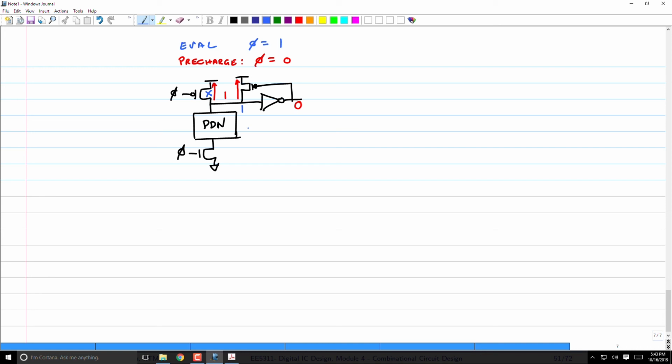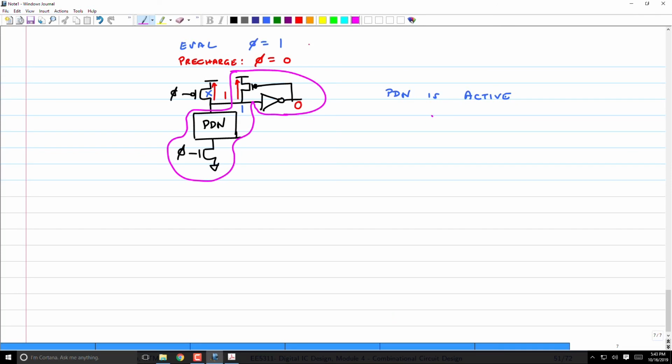So now technically I can slow down my clock however much I want, because it's being driven. The only constraint is, when my pull down network turns on, it has to be strong enough to overcome the PMOS that is pulling it up, right? So in the evaluate phase, when the pull down network is active, let's just look at this part of the circuit.